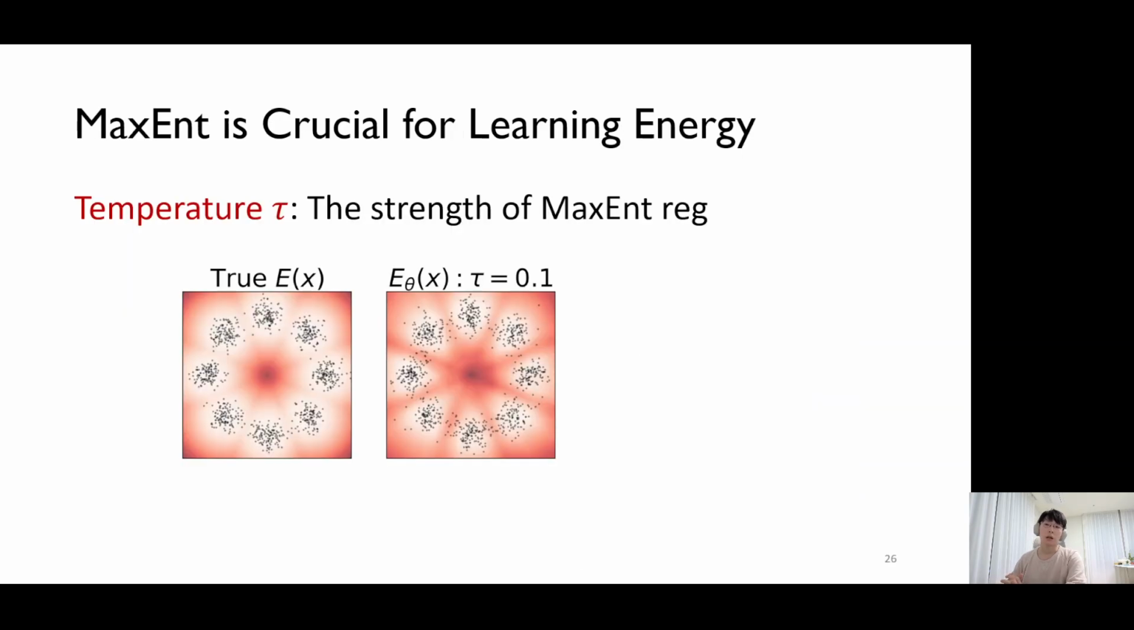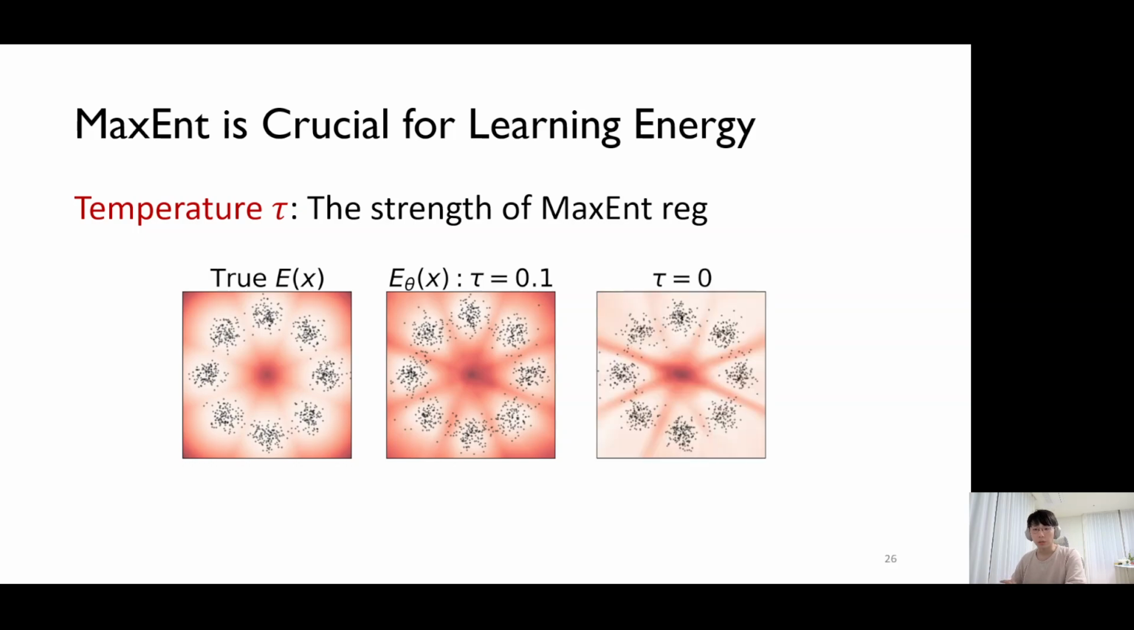I also want to highlight that the maximum entropy regularization is what differentiates D by ME from GAN. And this entropy regularization plays a crucial role in learning the energy function in D by ME. In this 2D example, when the temperature is set to an appropriate value, D by ME can learn an accurate energy function as well as a high-quality diffusion sampler. However, without entropy regularization, the energy function does not converge to the true energy of the data.